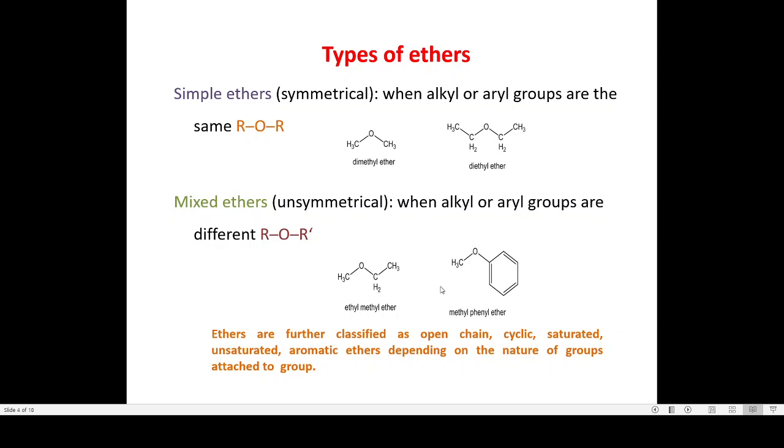So likewise, we can have an alkyl group on one side of the oxygen and also an aryl group on the other side, and we call it methyl phenyl ether. The ethers are further classified as open chain, cyclic, saturated, unsaturated, aromatic ether depending on the nature of the groups that are attached to the oxygen atom.